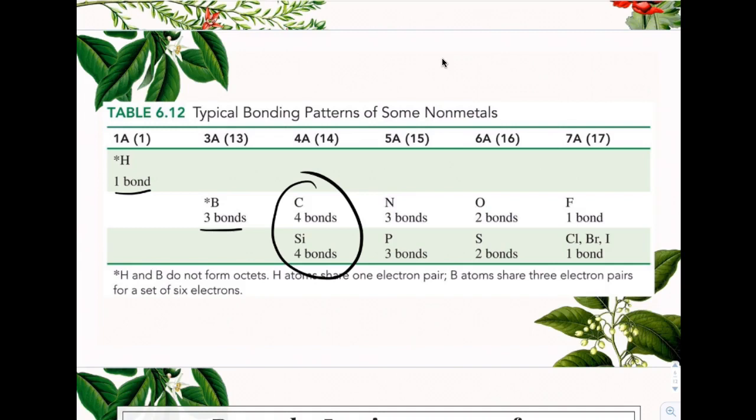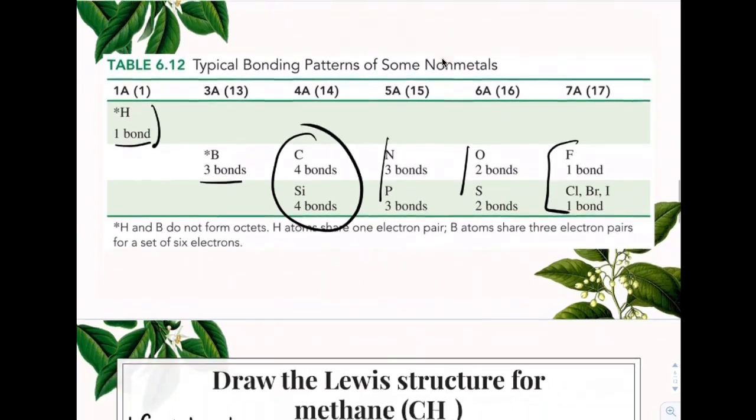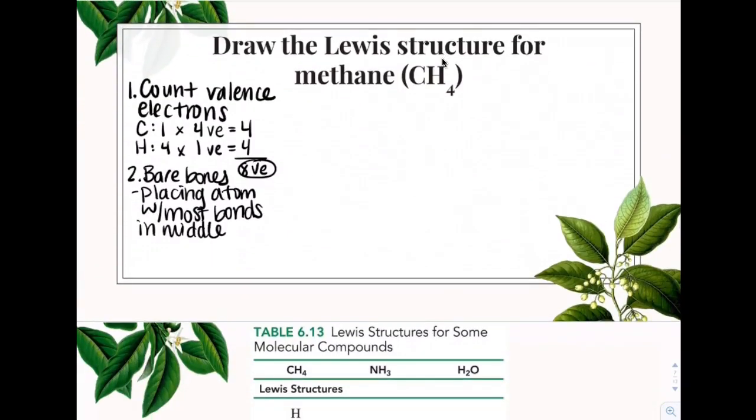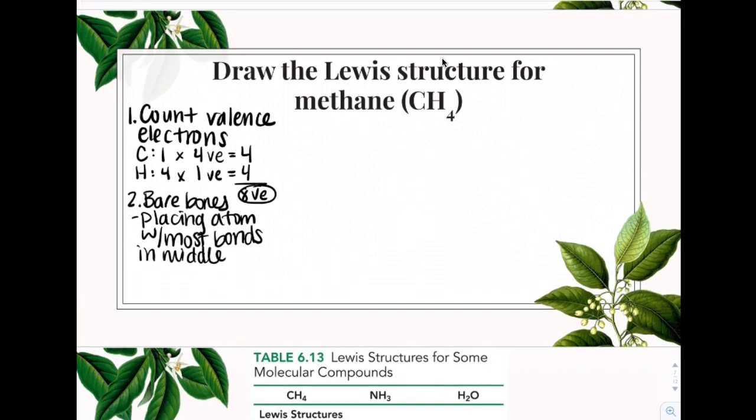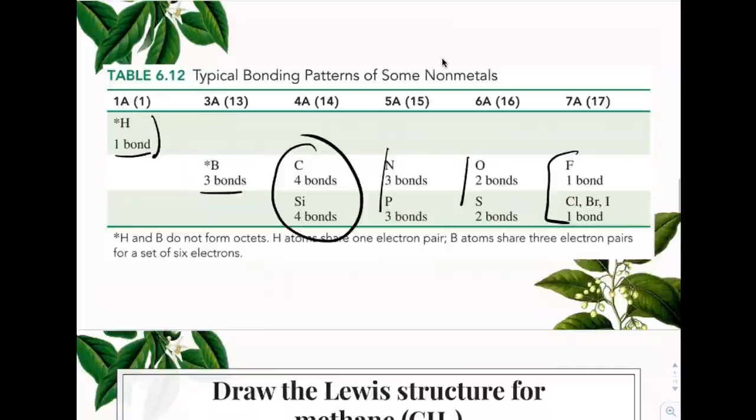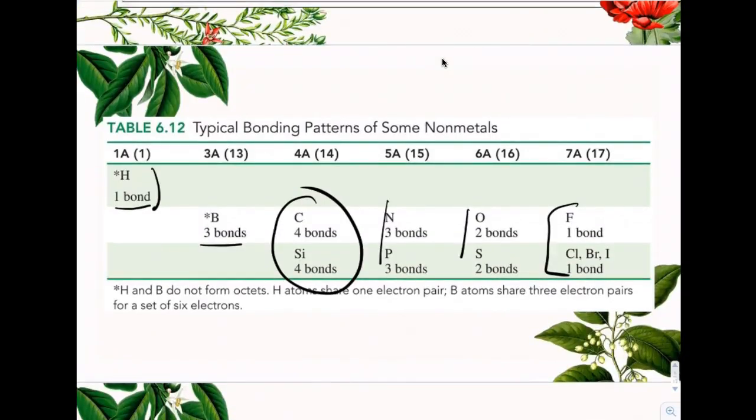If carbon's not around, then nitrogen and phosphorus might be in the middle, or oxygen and sulfur. But typically we're not going to put our halogens in the middle, and we can never, ever put hydrogen in the middle, no exceptions. And so by placing the atom with the most typical bonds in the middle, we're going to create the most likely, common, typical structures.